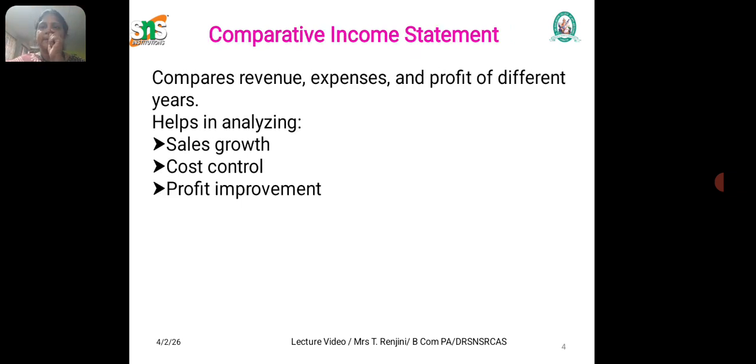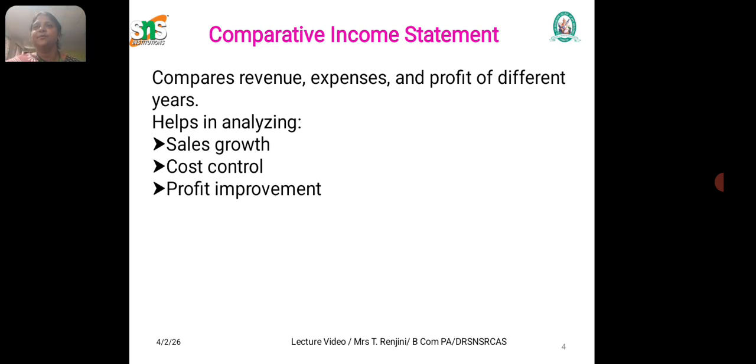The next thing is the comparative income statement. First, sales growth, cost control and profit improvement. The focus is on revenue growth, expense control, profitability trend and operating efficiency.